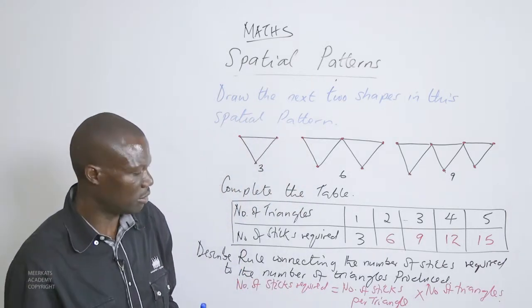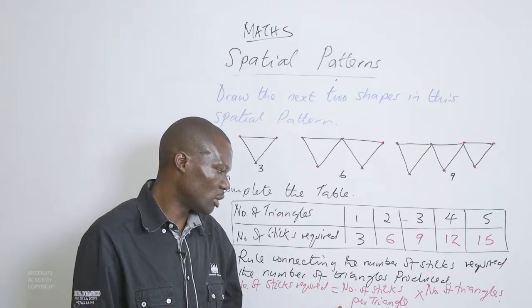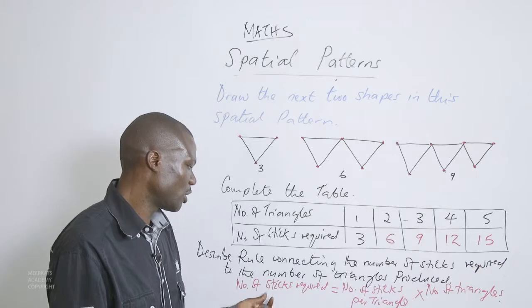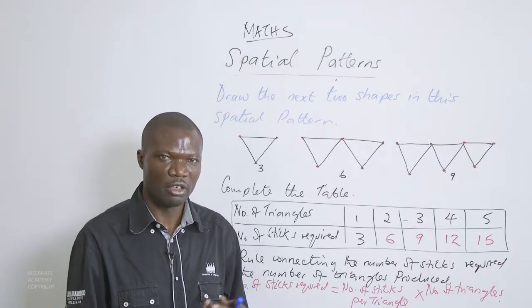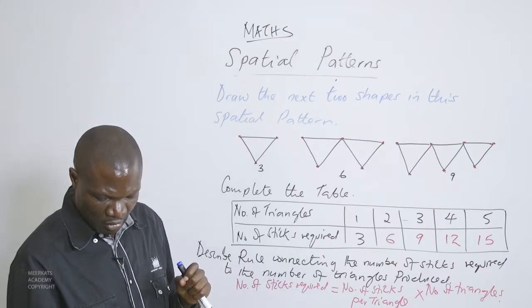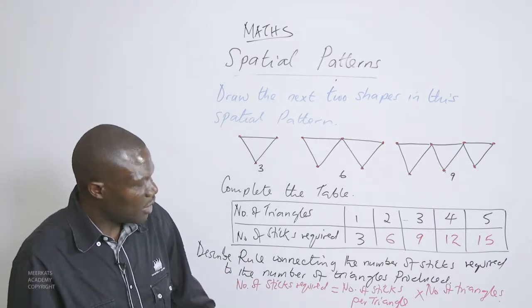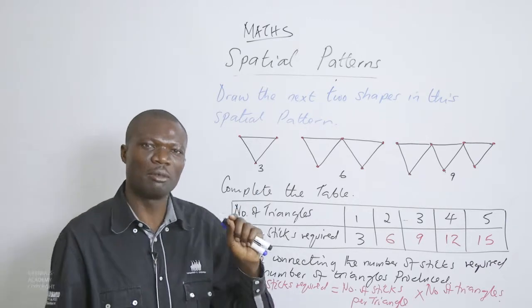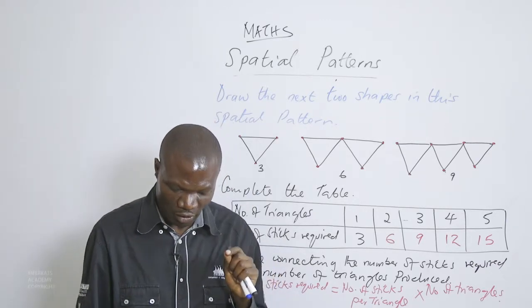That is what we shall have. Number of sticks per triangle multiplied by number of triangles will give us the total number of sticks required to develop a certain pattern. So if this is the rule, then the last question under the same asks the following.